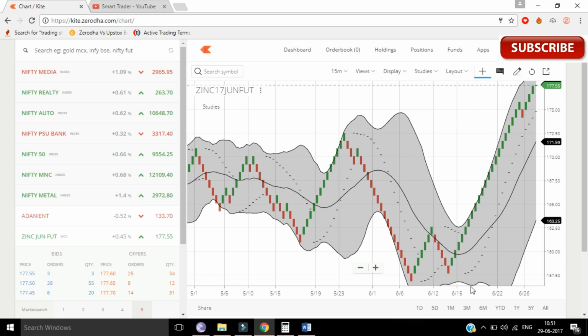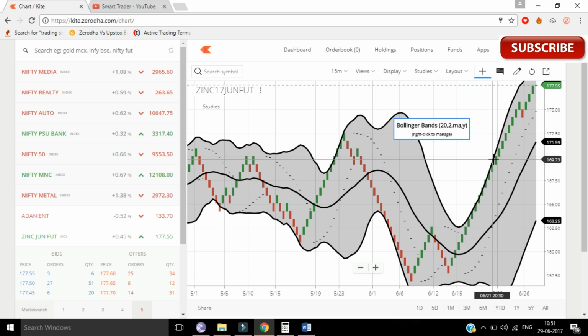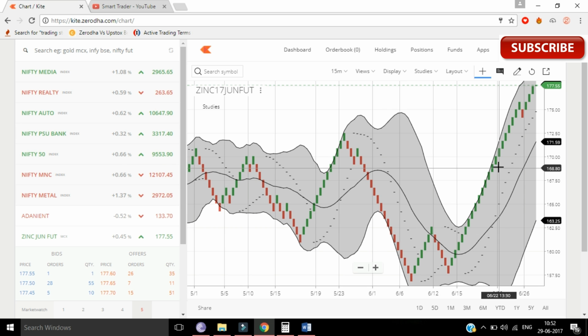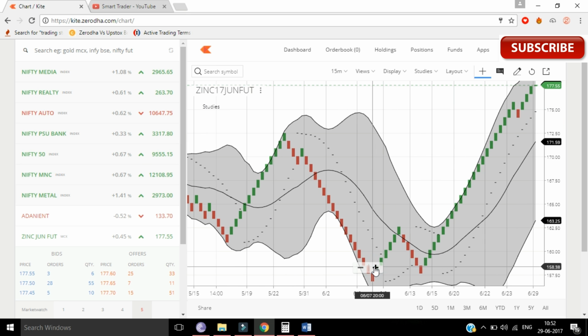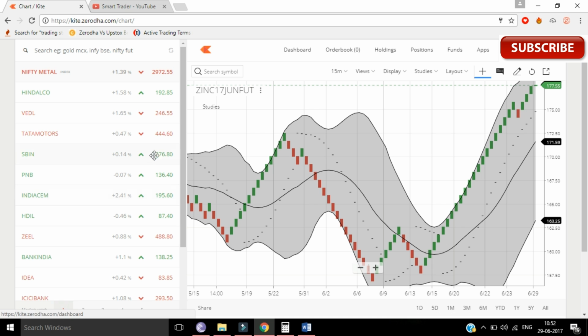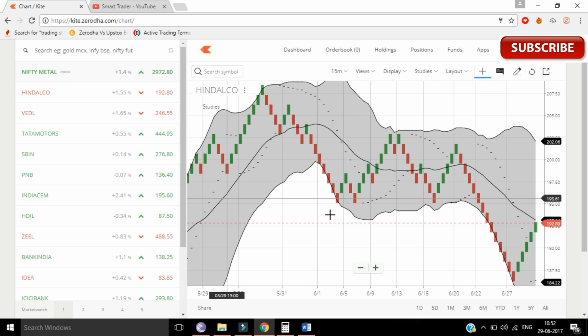So this really works. If you see from 15th, it's gone up till 169, and 22nd it's gone up, 26th it's gone up. So the movement is really good. This works with all the segments. It's up to you how you decide your targets and when you exit.